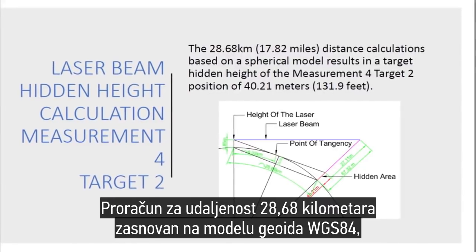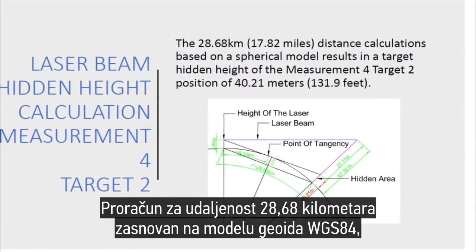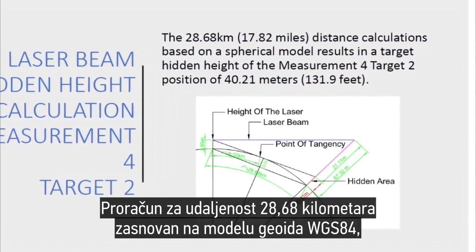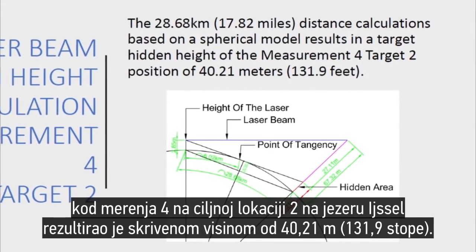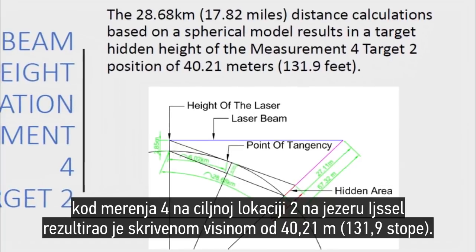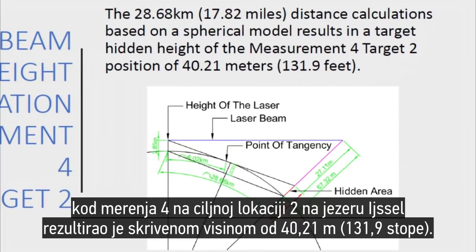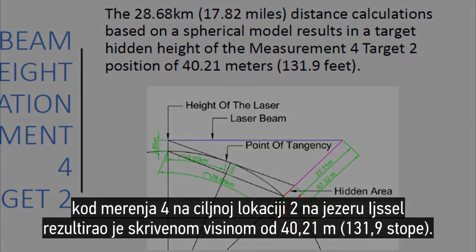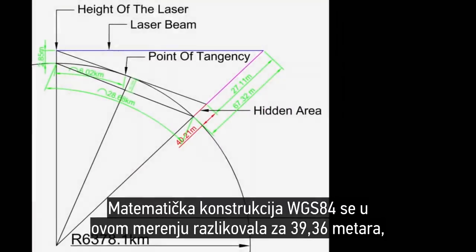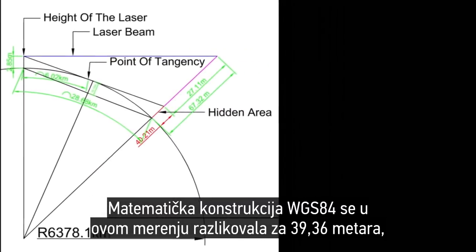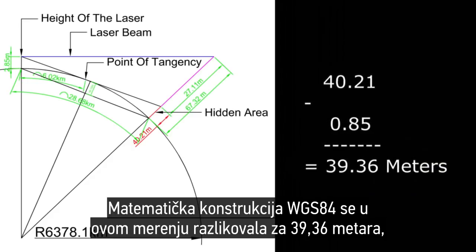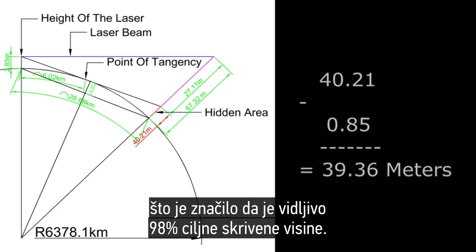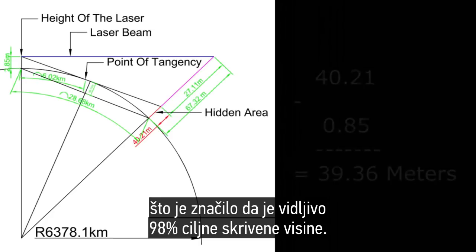It's really awesome. The 28.68 kilometer calculations based upon the WGS-84 geoid model resulted in a target hidden height for measurement 4 Ijssel Lake target 2 location of 40.21 meters or 131.9 feet. The WGS-84 mathematical construct differed by 39.36 meters in this measurement, which meant 98% of the target hidden height was visible.